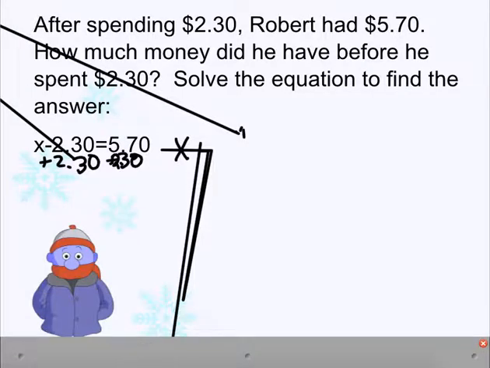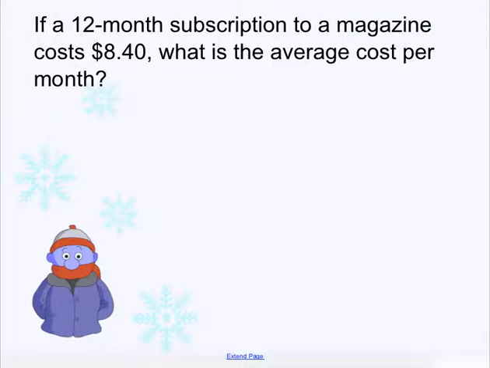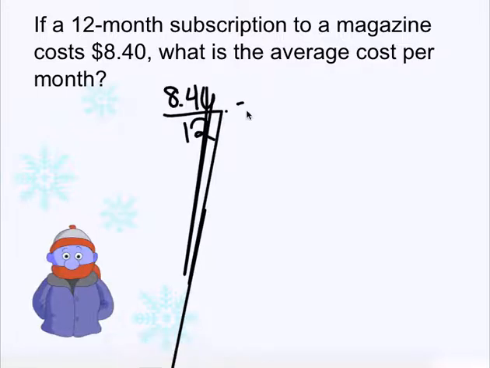Okay, let's try another one like this. If a 12-month subscription to a magazine costs $8.40, what is the average cost per month? So in a year, I'm going to spend $8.40 on this magazine. There are 12 months, and I get 12 magazines. So I would say, well, $8.40 divided by my 12 is going to equal my x. There's a lot of ways to do this problem, but we see that each issue is going to cost 70 cents.